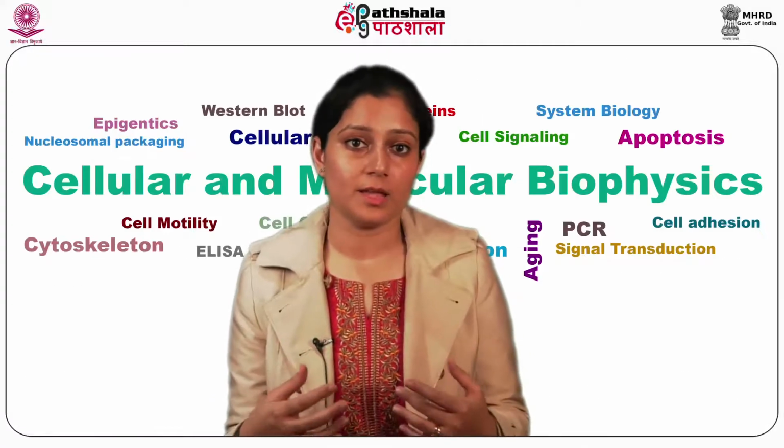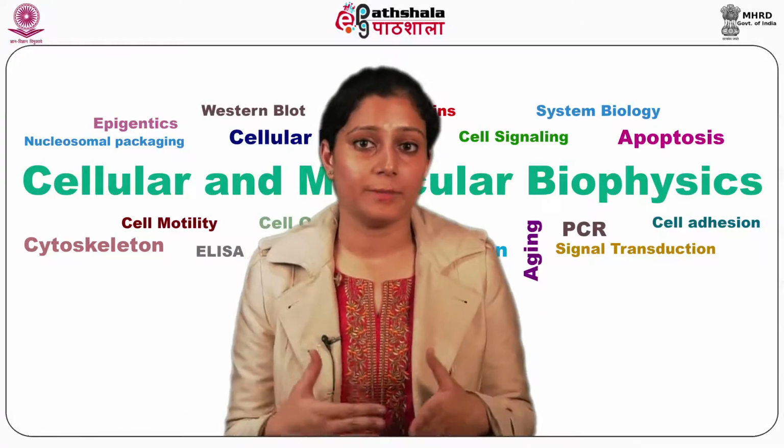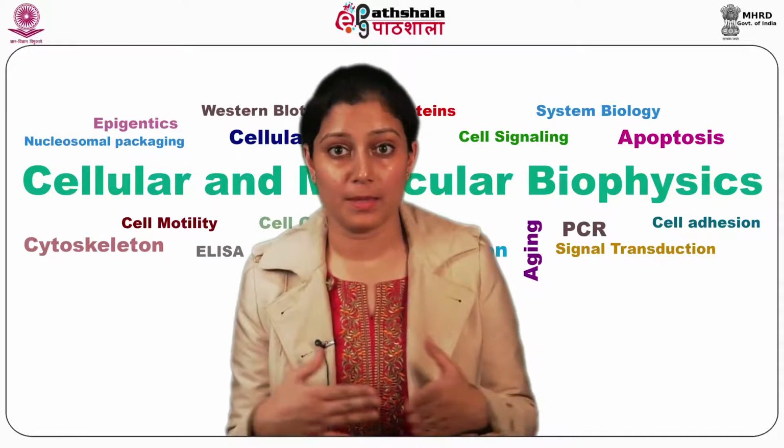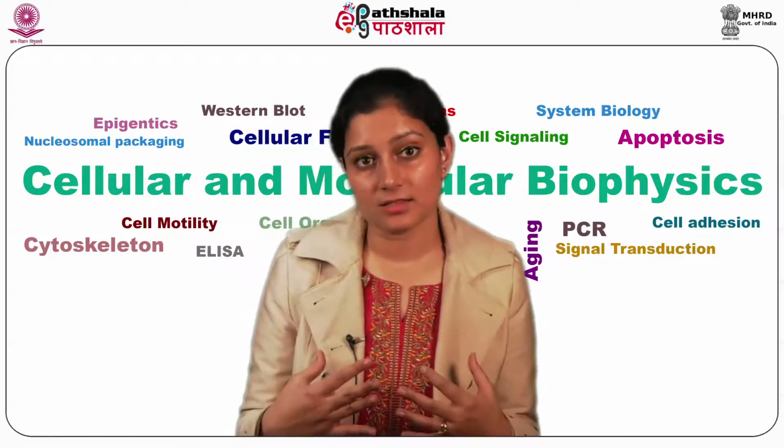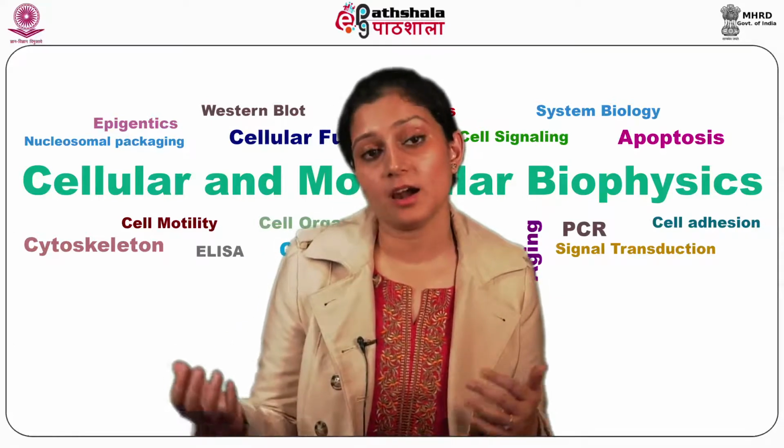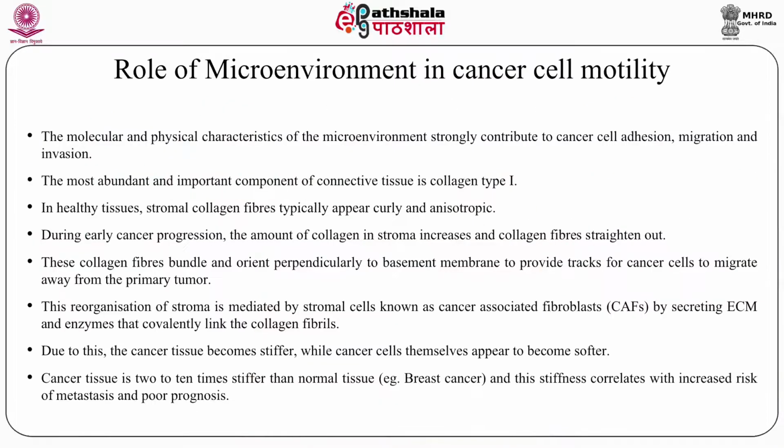These collagen fibers bundle and orient perpendicularly to the basement membrane to provide tracks for cancer cells to migrate away from the primary tumor. This reorganization of stroma is mediated by stromal cells known as cancer-associated fibroblasts, that is CAFs. CAFs secrete ECM and enzymes that covalently link the collagen fibers. Due to this, the cancer tissue becomes stiffer, while the cancer cells themselves appear to become softer.